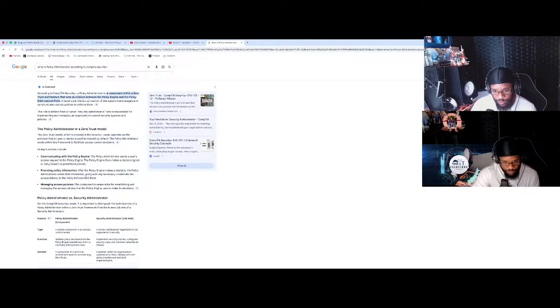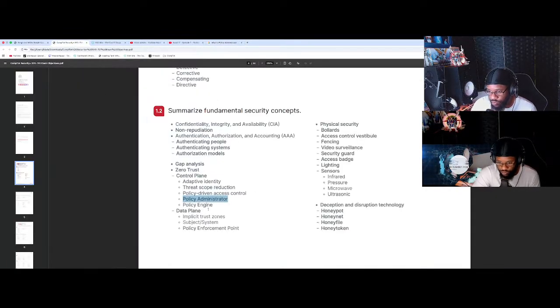Providing policy information. After the policy engine makes a decision, the policy administrator sends that information along with any necessary credentials like access tokens to the policy enforcement point. And then managing access policies. This component is responsible for establishing and managing the access policies that the policy engine uses to make its decisions. All right, and then we'll talk again about what the policy engine is.